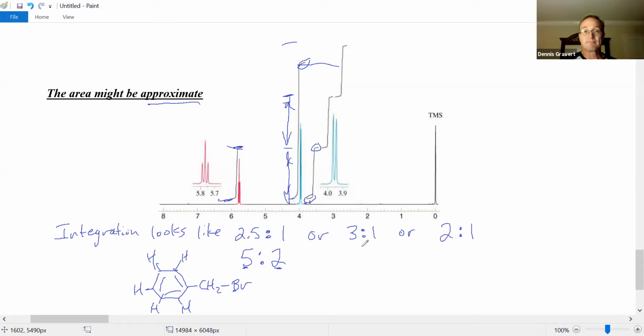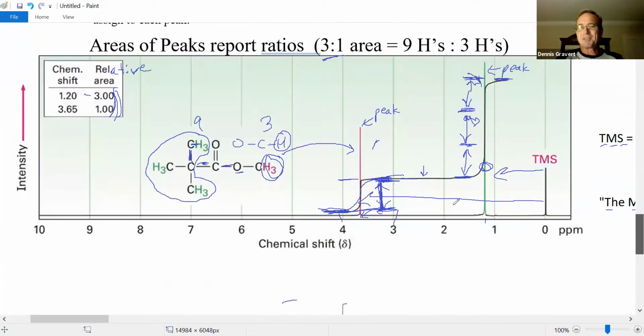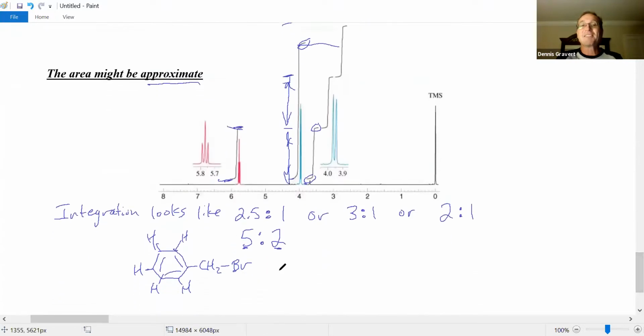Or maybe it's 3 to 1. Let's see, 3 to 1. Let me look at my sample problems. Is this the one? Yeah, that's the one we did earlier, right? Right here, thank you. That had a 3 to 1 ratio. So maybe there's a molecule that actually does have a 3 to 1 ratio. Another molecule that had a 5 to 2 ratio. Or what about 2 to 1? Let's see, what if we put 2 hydrogens on one carbon, 1 hydrogen on the other, and then we sprinkle other groups on here, maybe some chlorines.